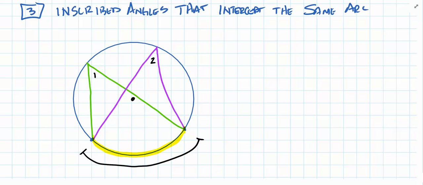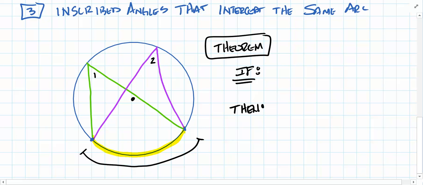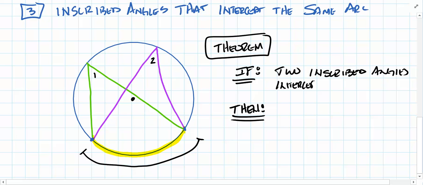That's exactly what that says. So this is actually a theorem. A theorem is, remember, just a statement that's been proved. Whenever we hear theorem, we think of proofs. If 2 inscribed angles intercept the same arc, then what can we say? Then they're congruent.